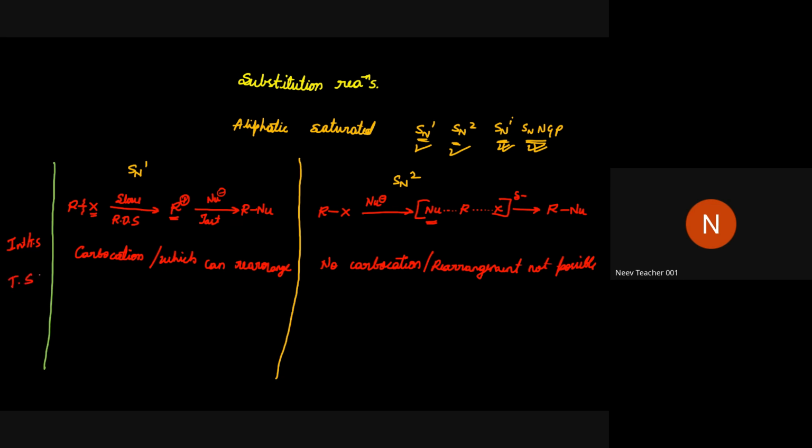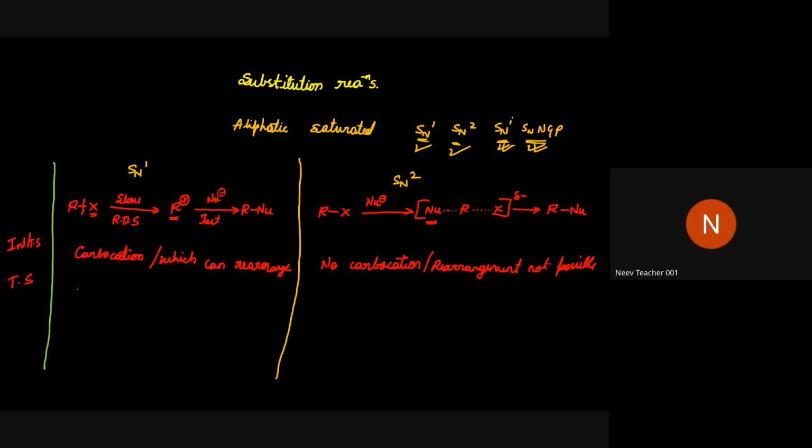How many transition states will be there in SN1? There is no transition state. No, SN2. In SN1, will there be no transition state? No, sir, there is no transition state. Are you sure about it? I think there should be one. Okay, see here.